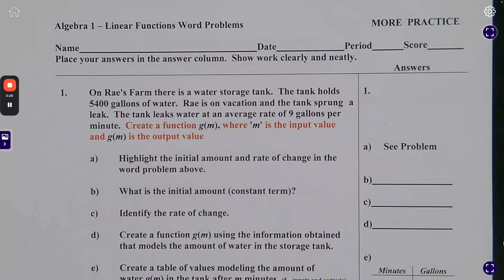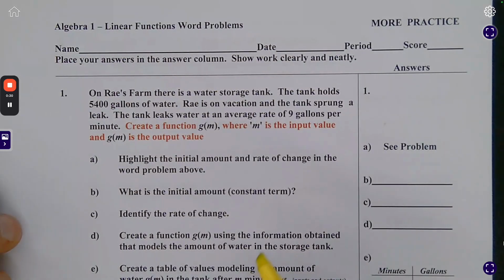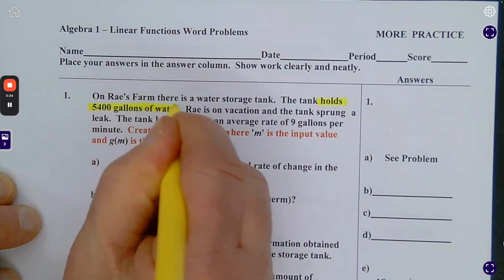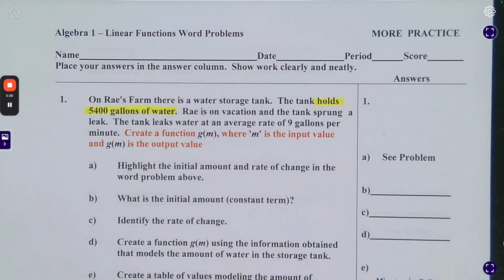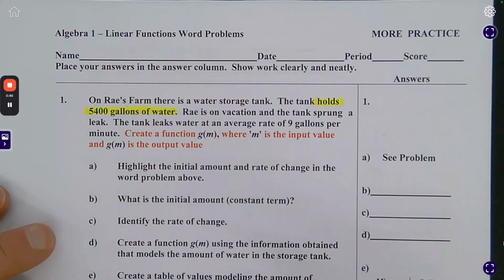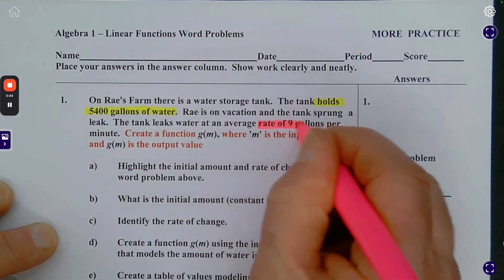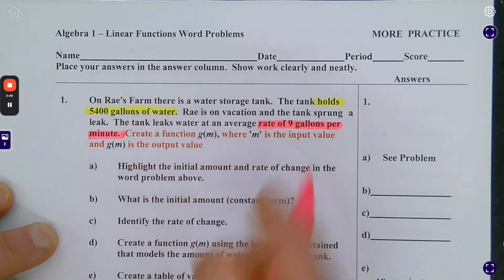On Ray's farm, there's a water storage tank. The tank holds 5,400 gallons of water. Okay, so that's important information. That's an initial value, right? So I'm going to highlight that. Ray's on vacation, and the tank's sprung a leak. Uh-oh. The tank leaks water at an average rate, so there's that rate of 9 gallons per minute.